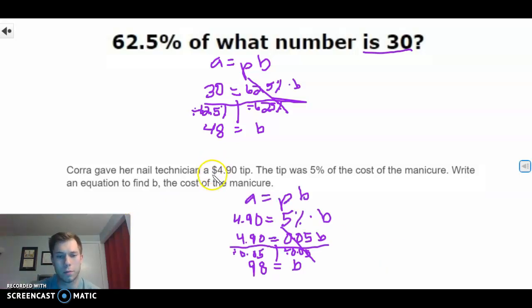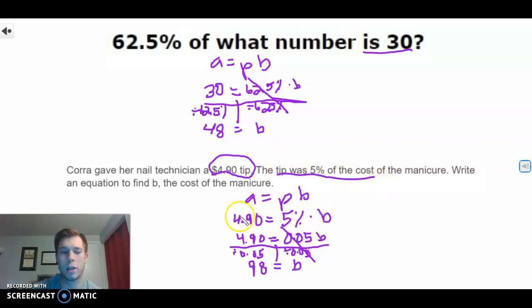So for this one, you have to realize that the tip, anytime you have a tip amount, that's always going to be a part. So in addition to what Cora paid, she paid this $4.90 tip, which was, right here it says the tip was 5% of the cost. So the tip is 5%. It's telling you that it's the part, and you want to know the cost of the manicure.